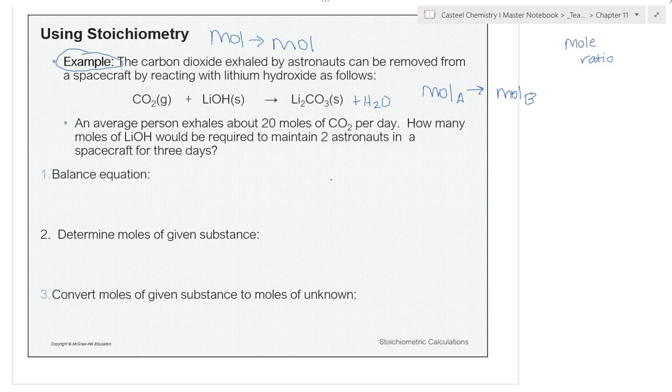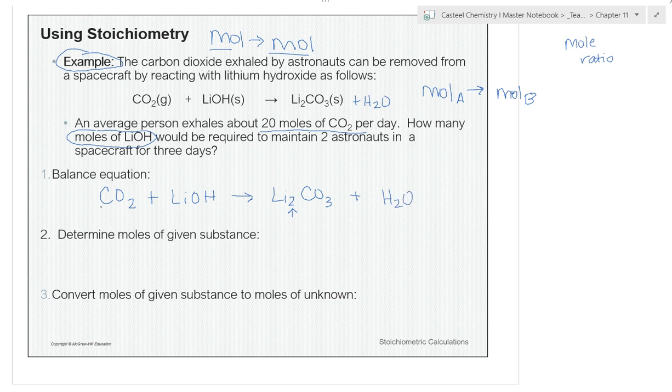So we're going to deal with that last bit in a minute. Just know we've got moles of CO2 and they want moles of LiOH, so it's a mole-to-mole problem. We've got to write a balanced equation first. So up here you can write it, but I'm going to rewrite it down here. So it's CO2 plus LiOH yields lithium carbonate, and that 3 right there is because lithium is a +1 charge and carbonate is -2, and water.